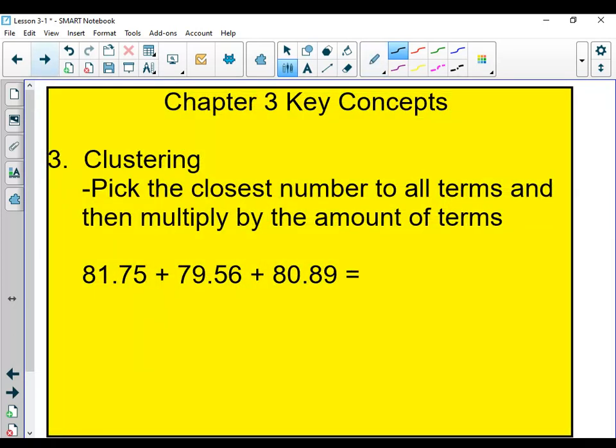Third option is called clustering. Clustering, the definition, sounds a lot trickier than it actually is. Pause if you need more time to write the definition. Pick the closest number to all the terms and then multiply by the amount of terms. Well, let's break this down a little bit.